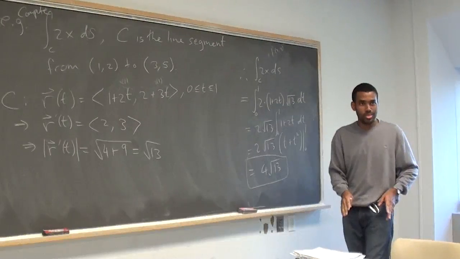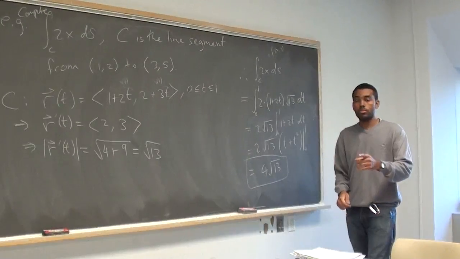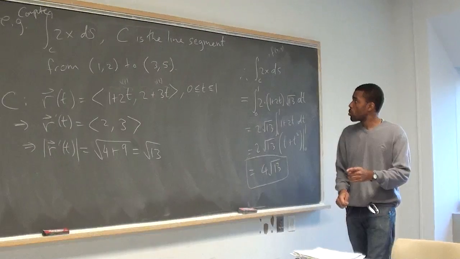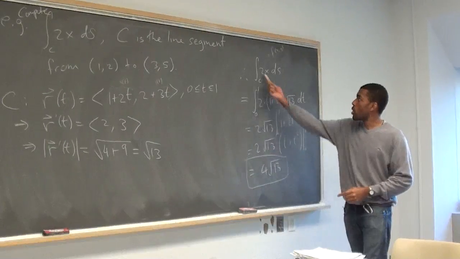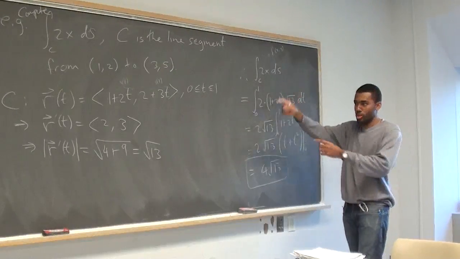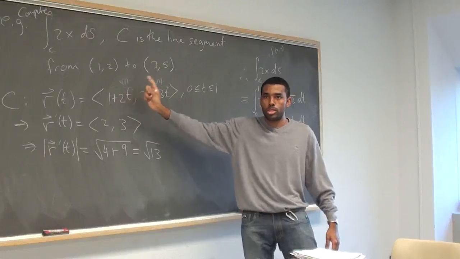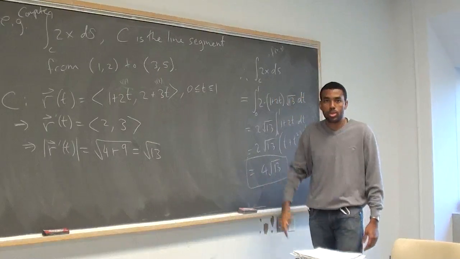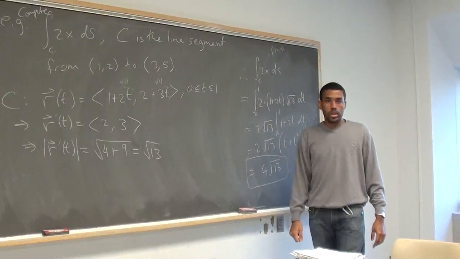Any questions? Yes? What about the y of t over there? There's no need to. It's not there. There is no y, okay, so I don't worry about it. Whatever shows up, just replace it with the expression in your parameterization. There was no y there, so I didn't have to worry about it.